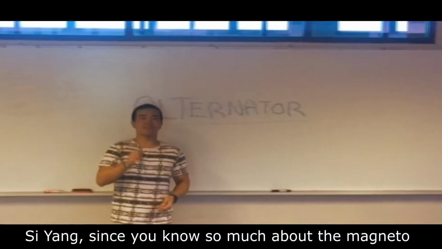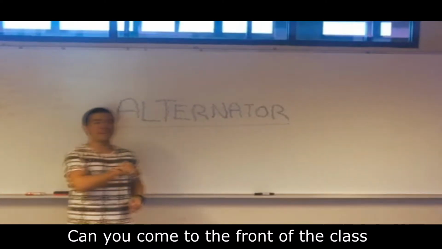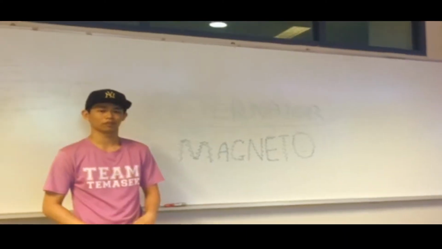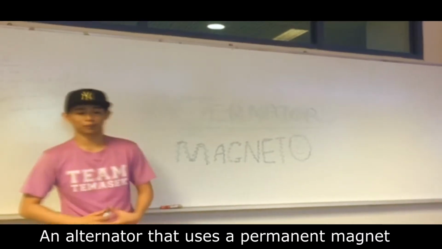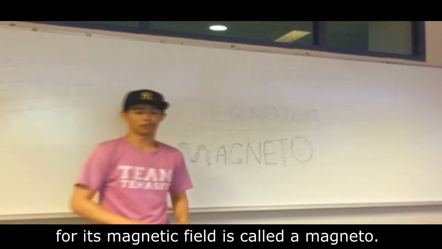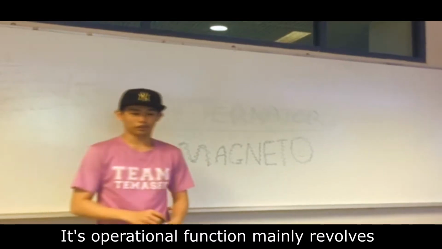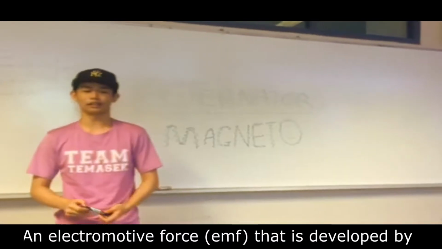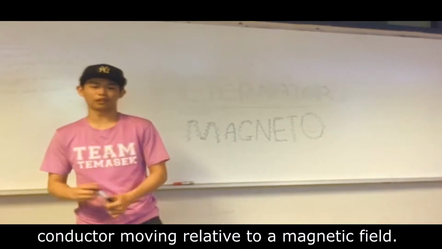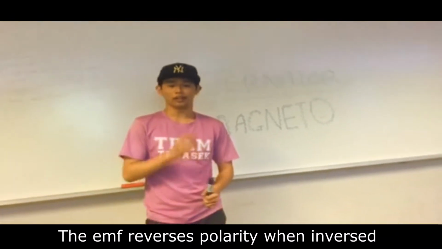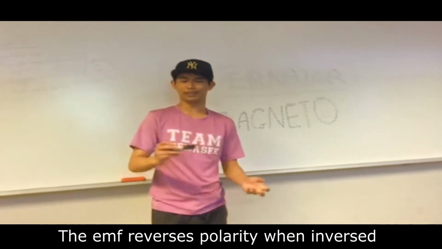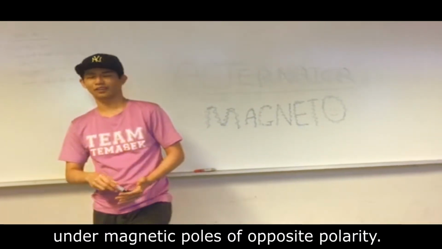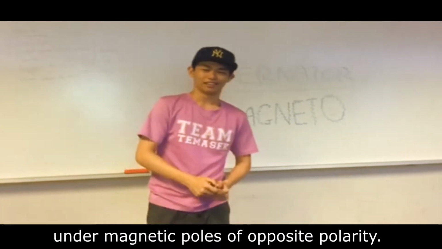Tze Liang, since you know so much about the magneto, can you come to the front of the class and explain to them what it is about? Okay, teacher. An alternator that uses a permanent magnet for its magnetic field is called a magneto. Its operation revolves around an electromotive force that is developed by a conductor moving relative to a magnetic field. The EMF reverses its polarity when it moves under magnetic poles of opposite polarity.